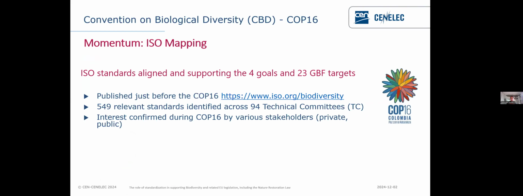I will insist on a momentum just before COP16: the publication of an ISO mapping highlighting the ISO standards concerned and their essential roles in aligning and supporting the global biodiversity targets. More than 500 relevant standards were identified across 94 technical committees, which is a huge number.